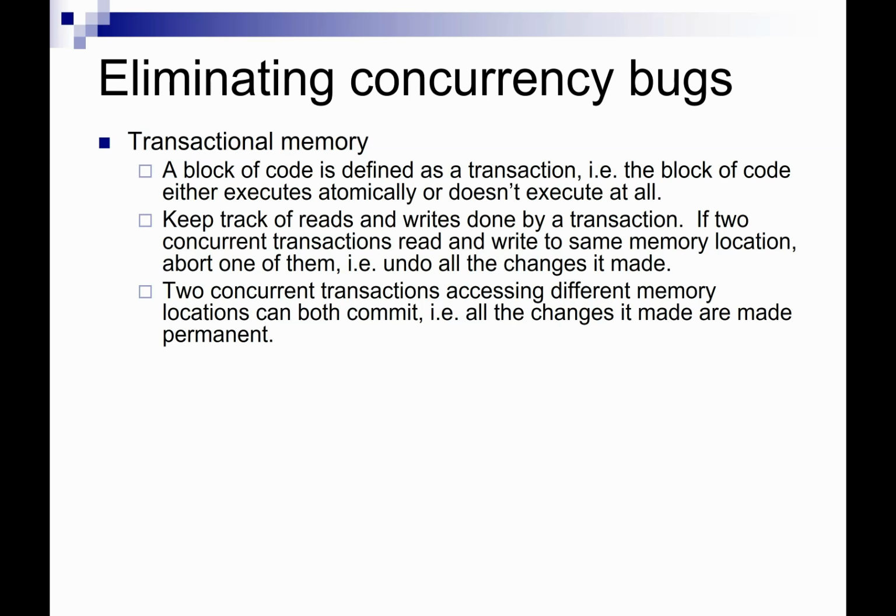Therefore, we want to keep track of which reads and writes are happening in the transaction. If the threads are reading and writing to different memory locations, that's fine. But if there is a memory location where several concurrent threads both read and write to that location, then we could potentially have a bug. In that case, the transactional memory system is going to abort all of the transactions except for one. It's only going to let one of those transactions that access this common memory location proceed. All the other ones get aborted.